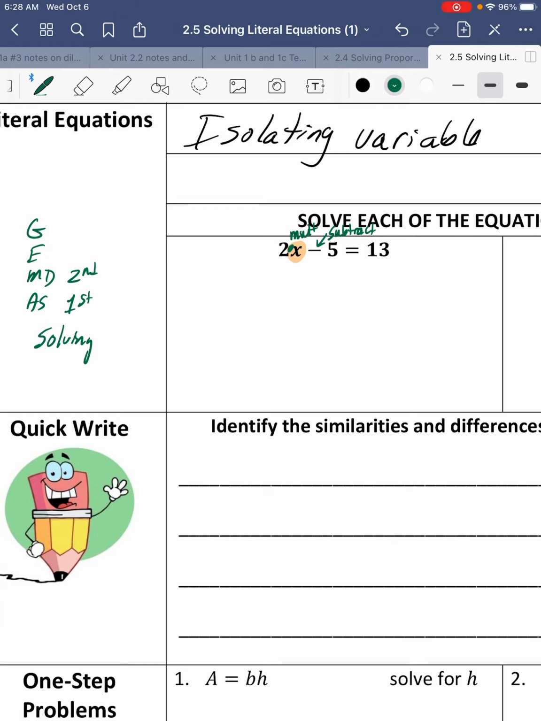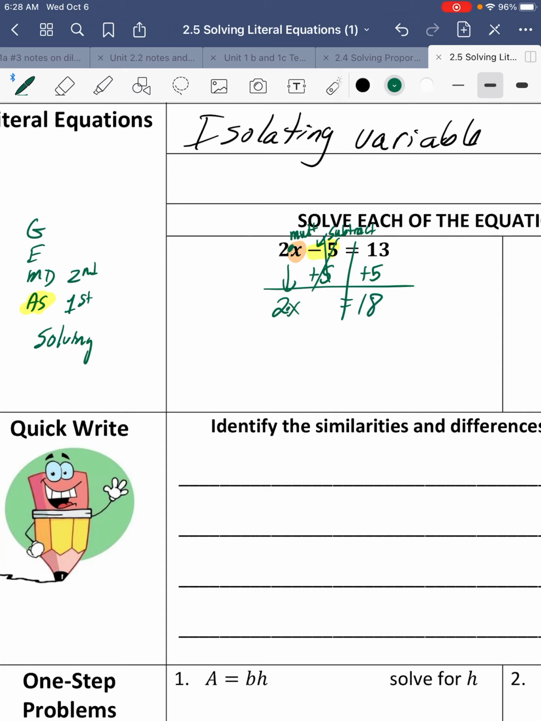So we do have subtraction. So that's the first thing we're looking for: addition, subtraction. Well, we have subtraction. So we're going to do the opposite of subtracting, which is adding 5. The 2x we didn't do anything with. That means 2 times x. 13 plus 5 is 18.